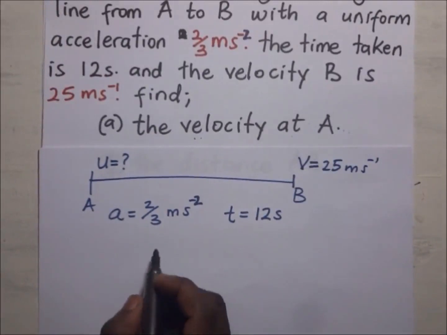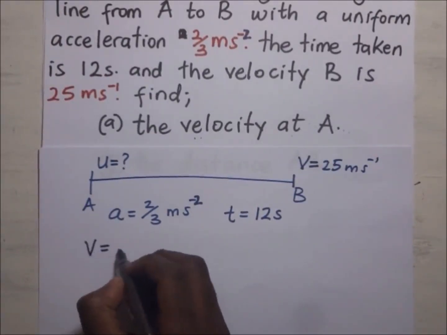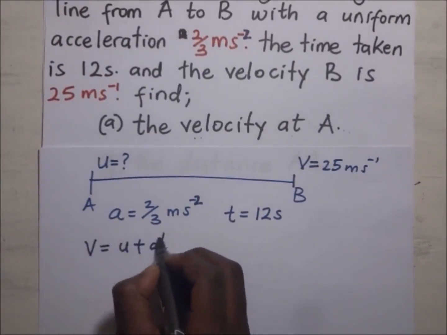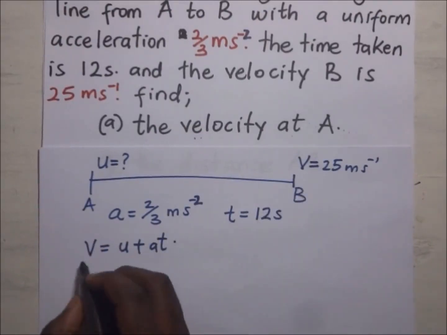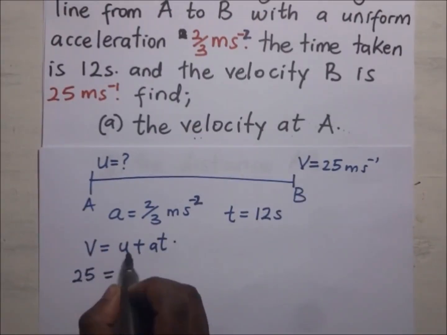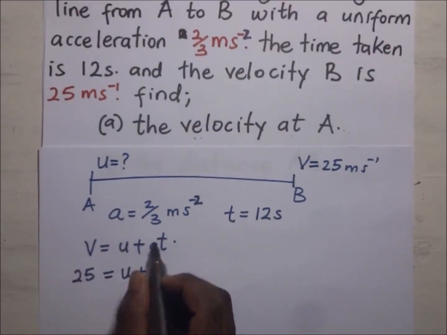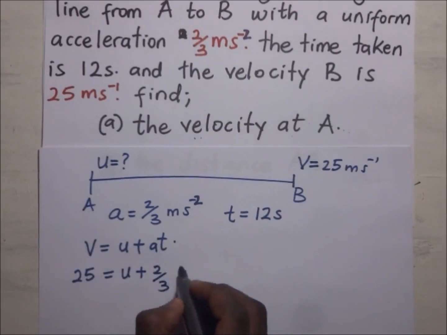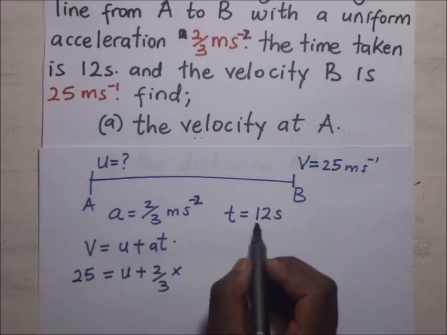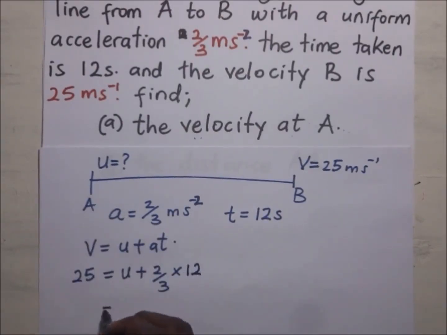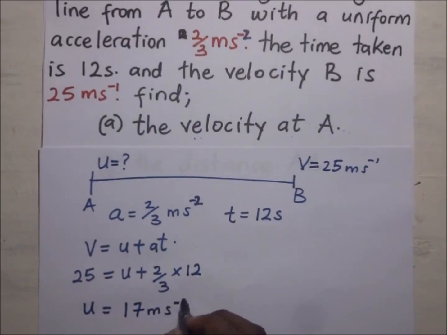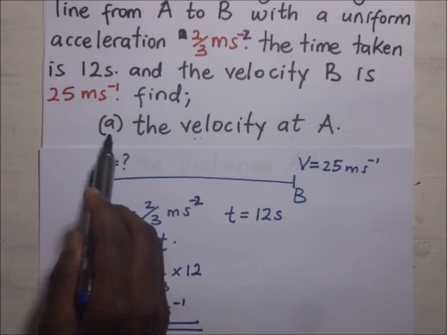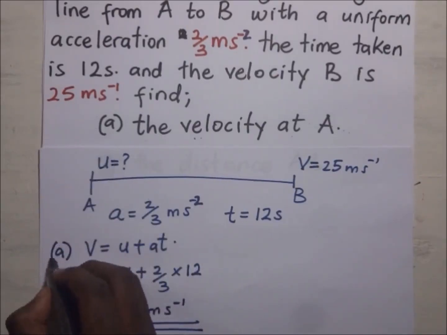To find the velocity at A, we shall use the first equation of motion: v is equal to u plus at. We have our final velocity as 25 meters per second, so 25 is equal to the initial velocity u, which we are looking for, plus the acceleration, which is 2/3, times the time taken from A to B, which is 12 seconds. When we make u the subject of the formula, we end up with our answer as 17 meters per second. That's our initial velocity, and that's part A answered.